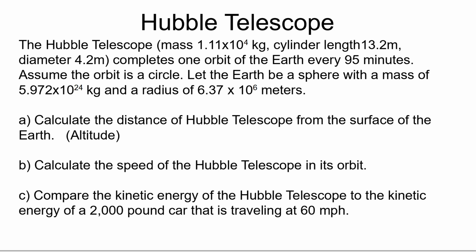We want to make three calculations. We want to calculate the distance of the Hubble telescope from the surface of the Earth. We want to know its altitude. How far above the ground is it? We want to know the speed of the Hubble telescope in its orbit, which we're assuming to be circular. And we want to compare the kinetic energy of the Hubble telescope with a car's kinetic energy. So let's get into our problems here.